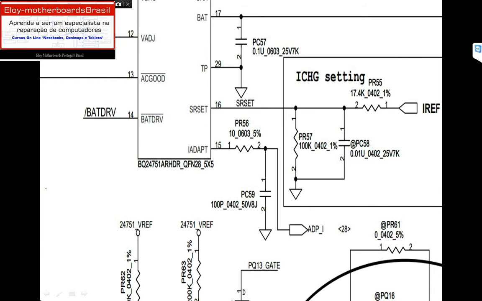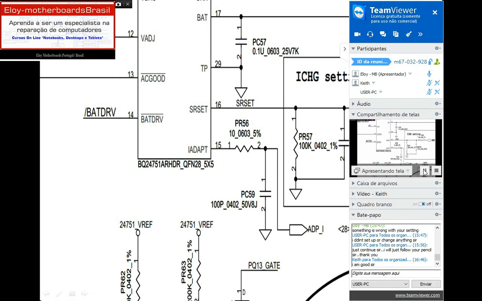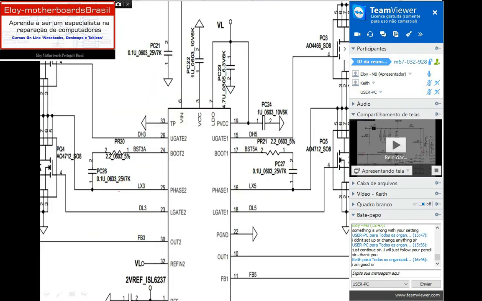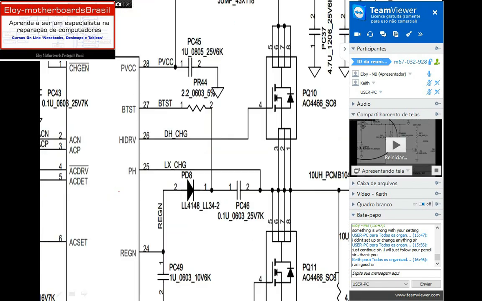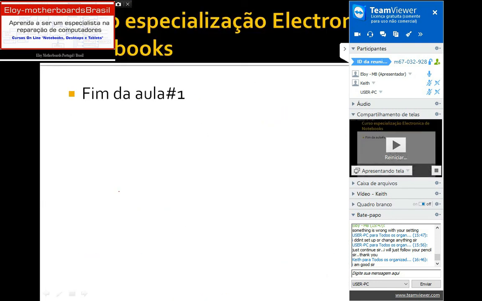Any questions about this first part and second part?